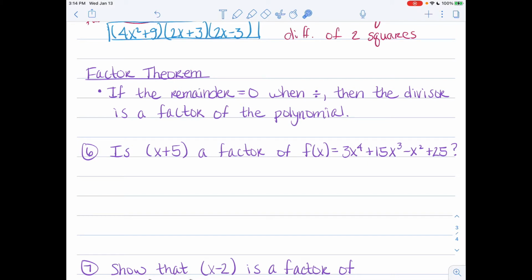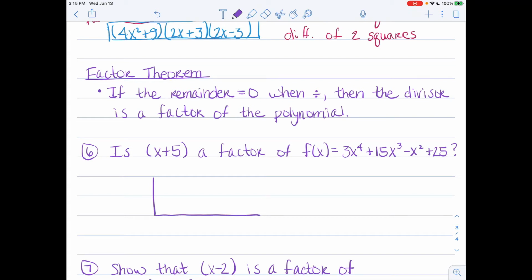But for now, what we just want to do is practice our synthetic division, and by doing so, determine if x plus 5 is a factor. So remember, when we do our division, if we get a remainder of 0, the answer will be yes, it is a factor. If we get anything besides a 0, the answer will be no. So let's go ahead and set up our division problem. We need our synthetic division symbol here.